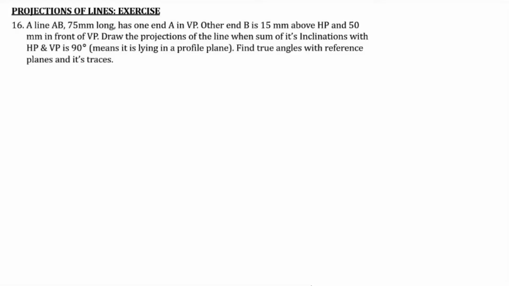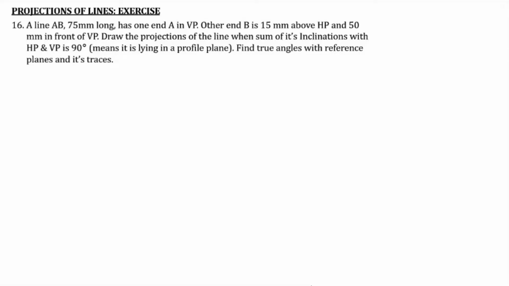Find the true angles with the reference planes and its traces. We have already said that theta plus phi greater than 90 is an impossible case. The maximum case is theta plus phi equal to 90 degree. So when the sum of theta and phi is 90 degree, that means the particular line is lying in the profile plane. So that is this case.